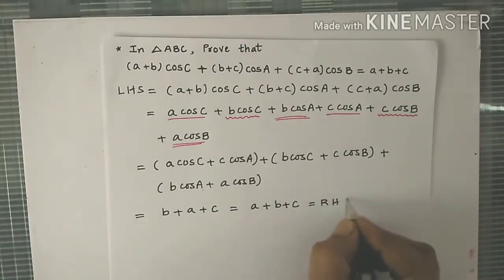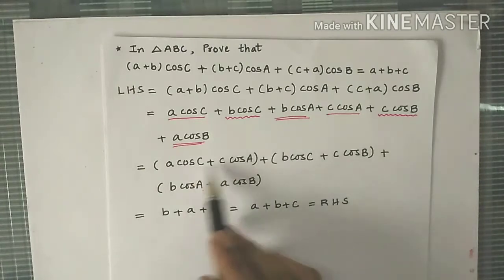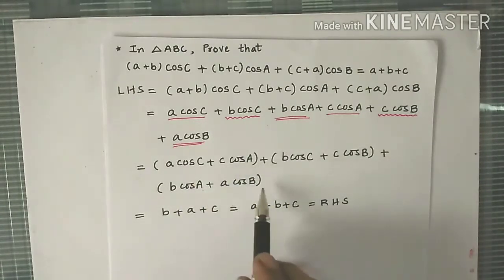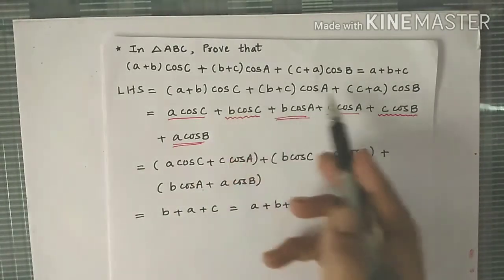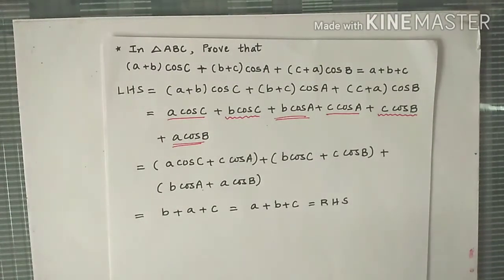equal to RHS. Or you can start with the right hand side a + b + c, and you can write a as b cos C + c cos B, b as a cos C + c cos A, and c as b cos A + a cos B, and you can take cos C, cos A and cos B common from these terms, so that you can get the left hand side. So this is also something you can do. So this is the proof using the projection rule. You can write the reason here: using projection rule. So this is the proof.